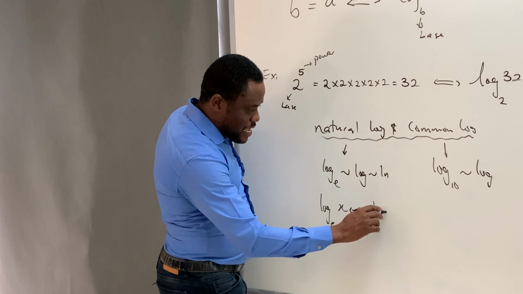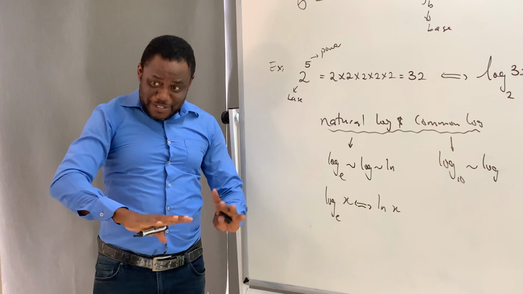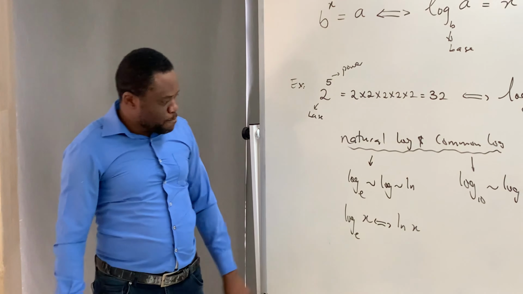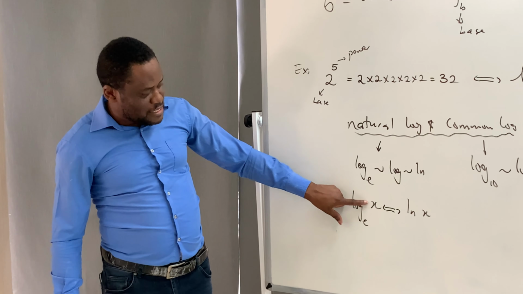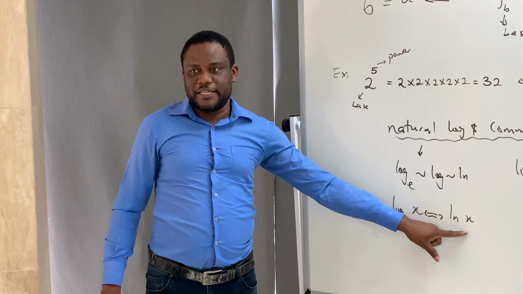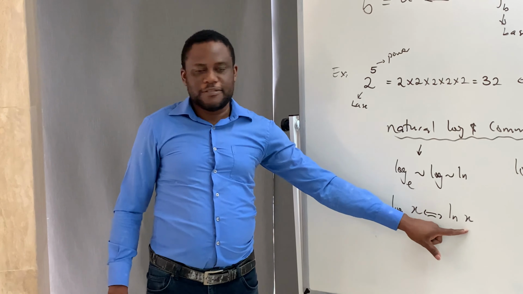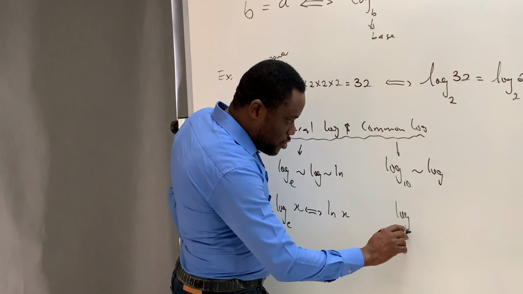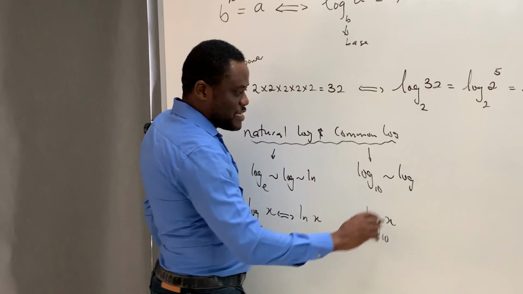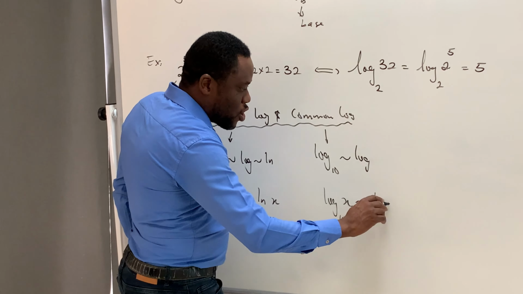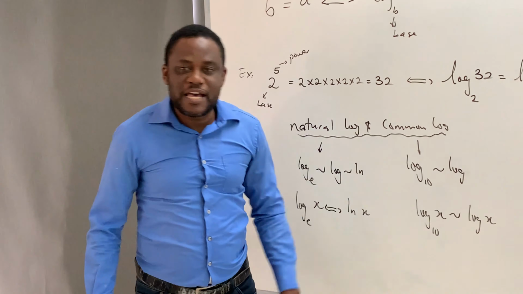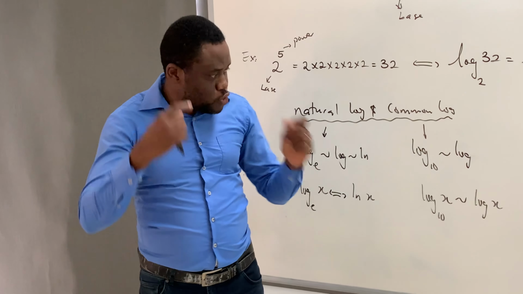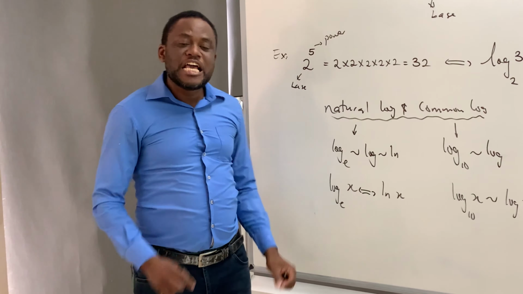All these are very important when we get to the world of calculus. Okay? These are very important. So instead of writing log base e of x, I can write ln x. Natural. For this guy, instead of writing log in base 10 of x, I can just write log x. It means that the base here is 10. Take note. Common logarithm and natural.